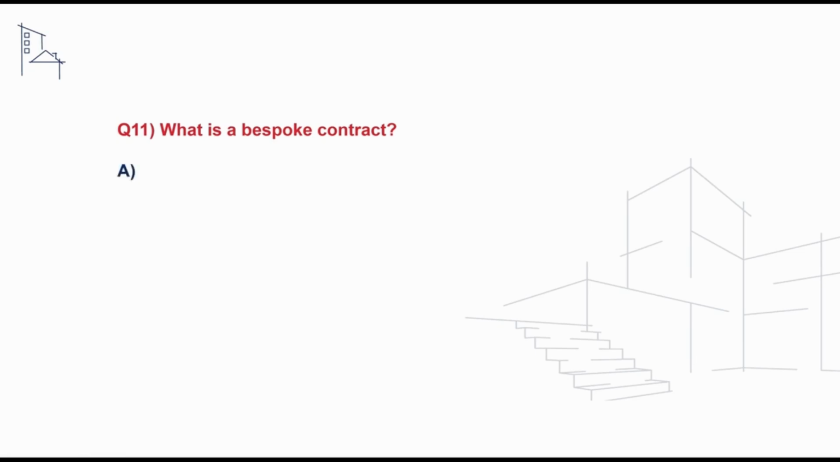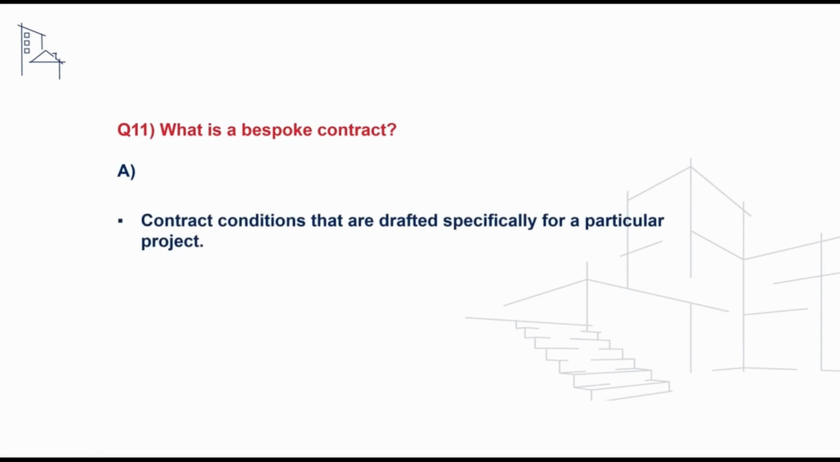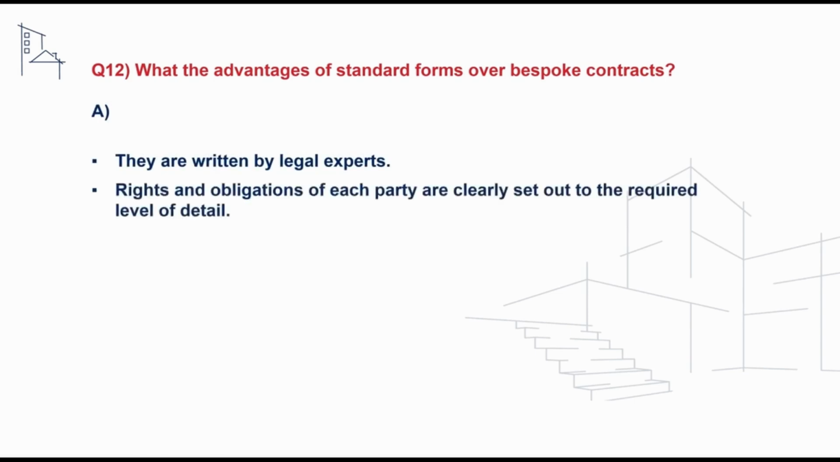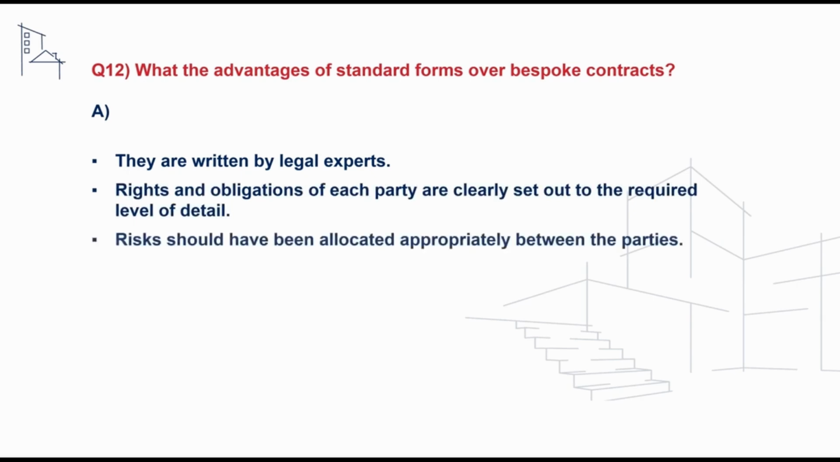And to address this, candidates can advise that bespoke contracts are where the contract conditions are drafted specifically for a particular project. We may receive a follow-on question asking our understanding of the advantages standard forms have over bespoke contracts, and to address this, candidates can advise that standard forms are written by legal experts where rights and obligations of each party are clearly set out to the required level of detail.